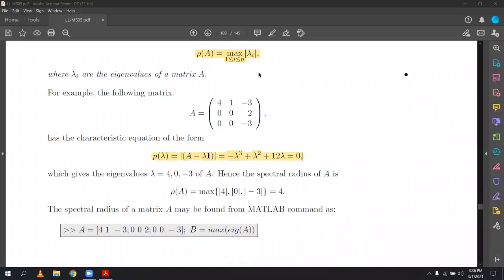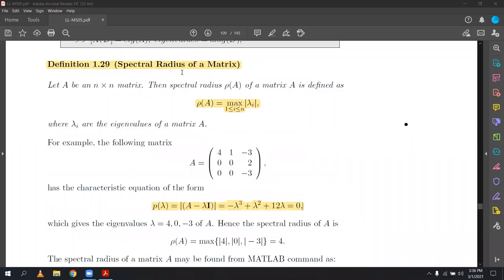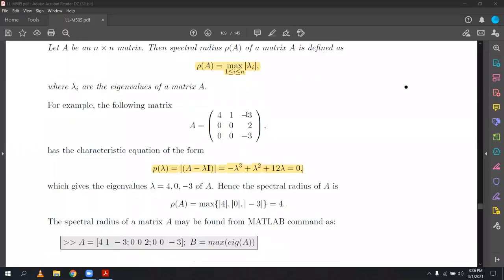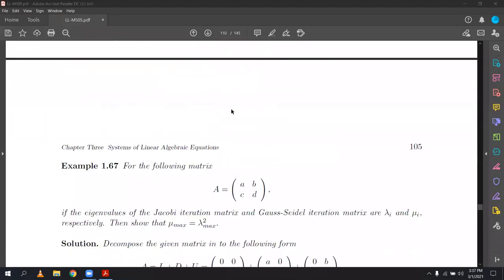Right, okay. We talk about the spectral radius of a matrix, and this is a definition. Spectral radius of a matrix is the maximum value of the eigenvalue of a matrix. We discussed last time how to find the eigenvalue: we have to take the determinant of A minus lambda I equal to 0, and then that will give you the value of lambda. So we need only this information.